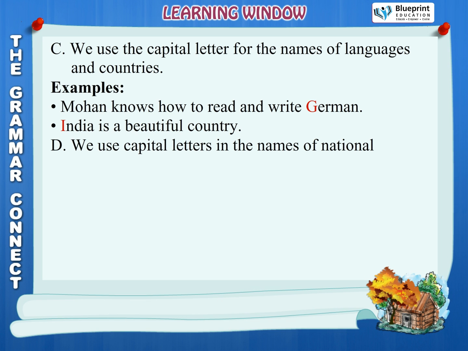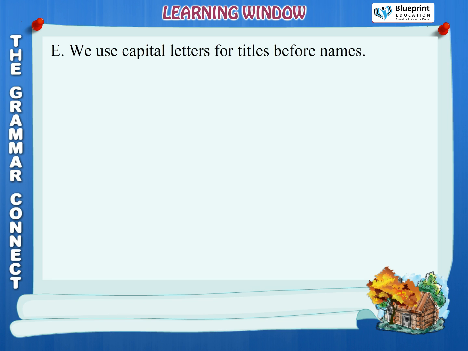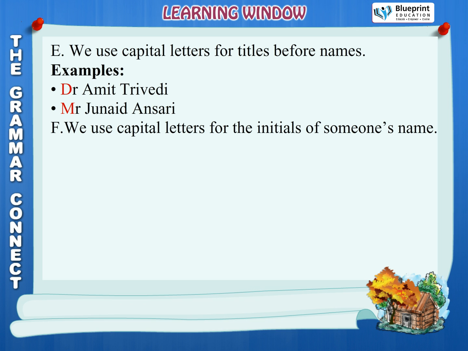D. We use capital letters in the names of national holidays and festivals. Examples: Christmas, Holi, Diwali, Eid, Gandhi Jayanti, Republic Day. E. We use capital letters for titles before names. Examples: Dr. Amit Trivedi, Mr. Junaid Ansari. F. We use capital letters for the initials of someone's name. Examples: R.S. Gupta, J.K. Rowling.